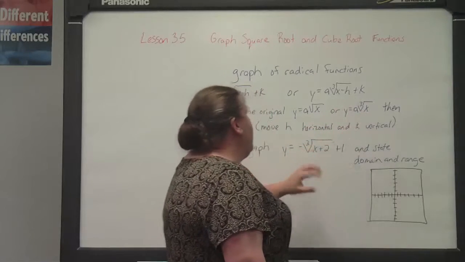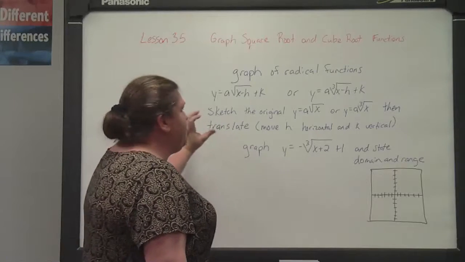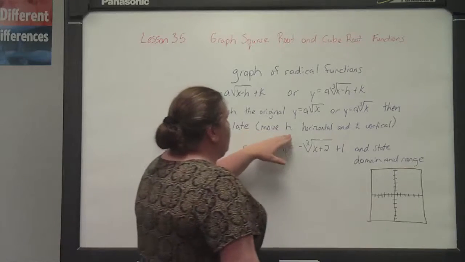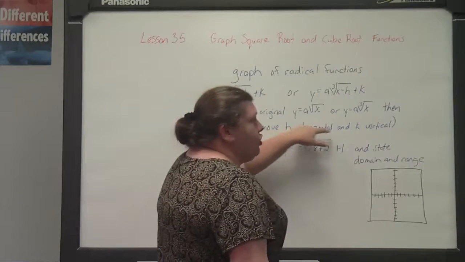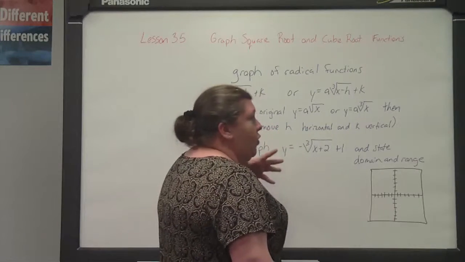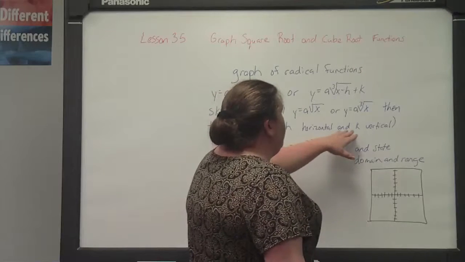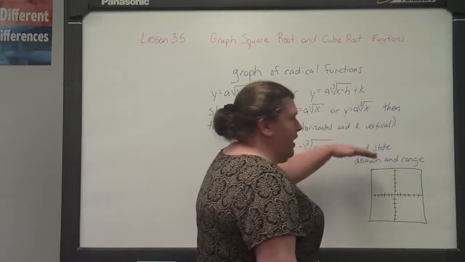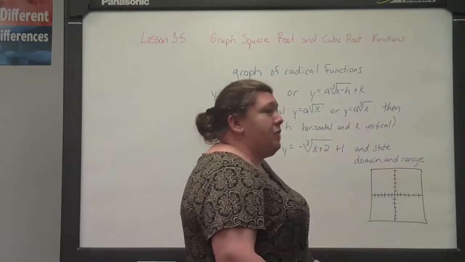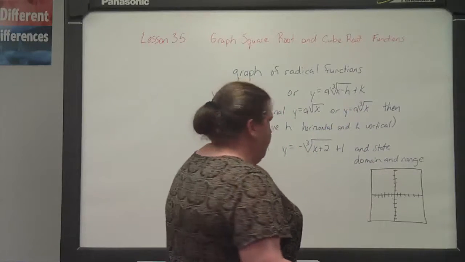From there, then we're going to translate. And when I say translate, what I mean is we're going to move h, which is inside the radical sign, left or right, depending on if it's a positive or a negative. And then we're going to move k, which is on the outside of the radical. We're going to move it up or down, and again, it's based on if it's a positive or negative.